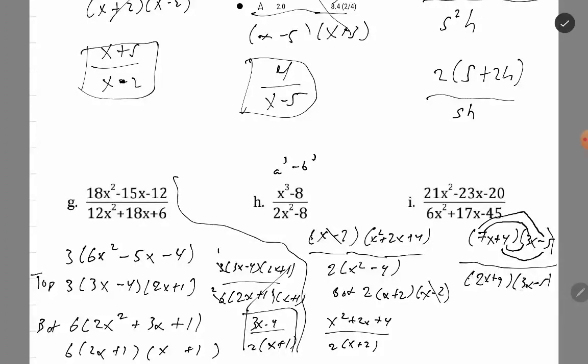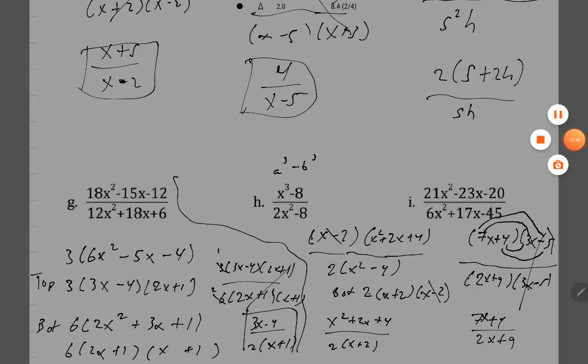So again, the first two numbers, 2x and 3x, they multiply to 6x squared. Then we look at factors of negative 45. Try out all the combinations, and after they're multiplied, so the 2x gets multiplied to the negative 5, and the 3x gets multiplied to the 9. Get plus 17x. These will cancel, and you're left with 7x plus 4 over 2x plus 9. That's simplifying.